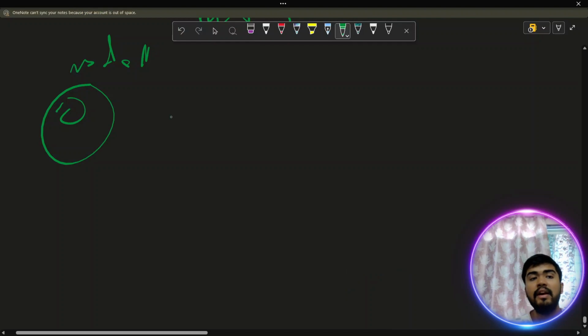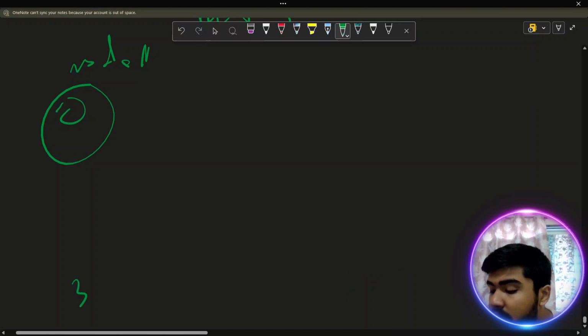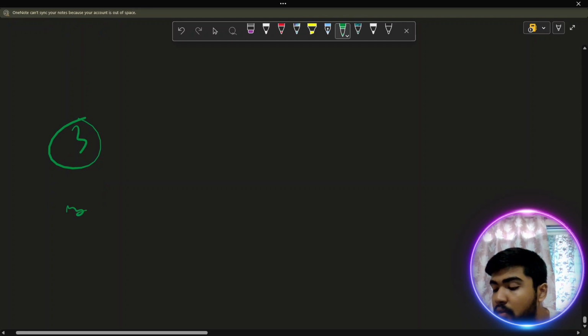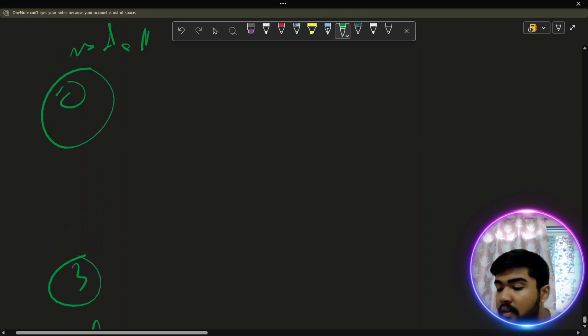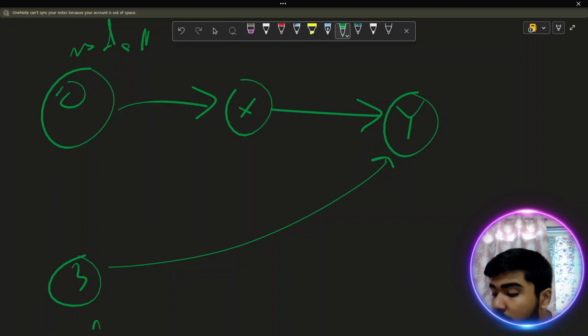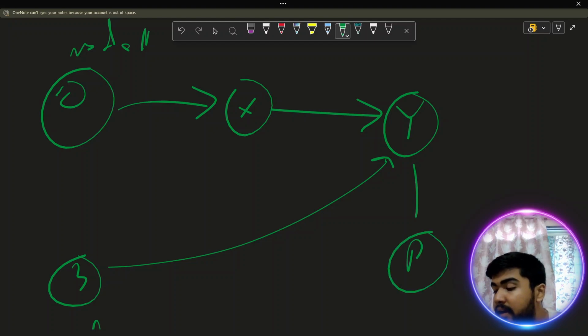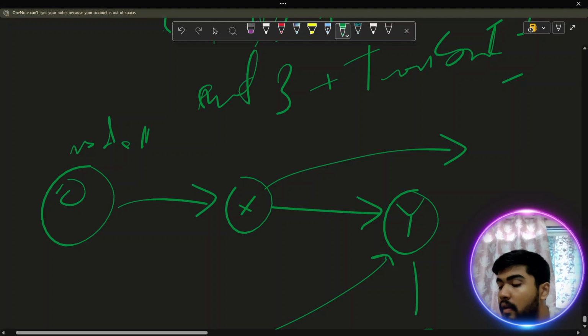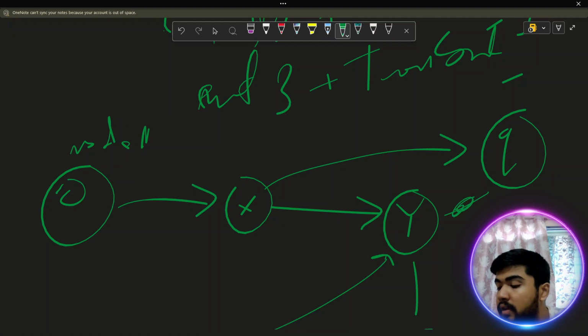So now let's suppose our node 1 value is 0, and let's suppose this is another node, and that is my node 2, and let's suppose this graph is working x, then y. So what is the point? Which node is reachable from both the nodes? And let's suppose there is p, and from here also a node q, with only a single outgoing edge.